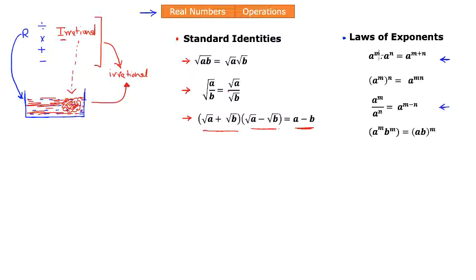So always remember that the four laws of exponents that we studied previously also apply equally well on rationals or irrationals, all right? So now let us take a look at some examples in which we will be using one of these identities or laws to simplify the numbers that have been given to us, okay?